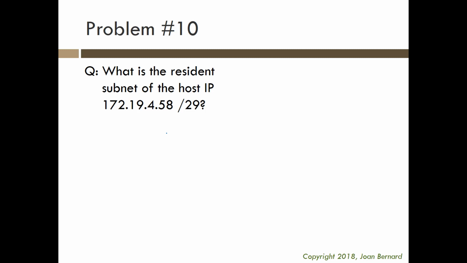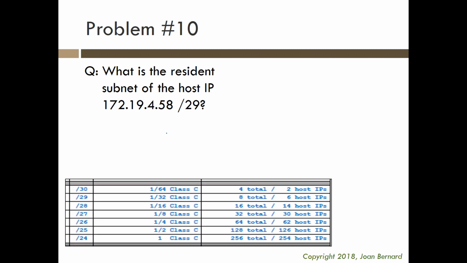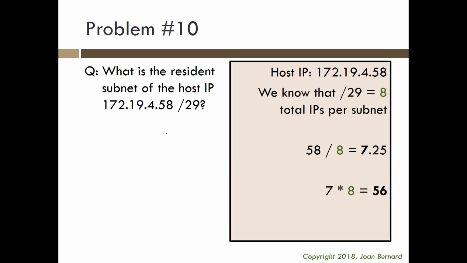Okay, the next to the last problem that we're going to do, and then we're going to do some on our own. So what is the resident subnet of the host IP 172.19.4.58/29? Okay, so /29, they're getting smaller and smaller. A /29 would be like taking that one pie and making 32 little pieces out of it, and 8 IP addresses per subnet. So we're just going to go right to that method 3, where we start with the IP address. We know that a /29 has 8 total IP addresses per subnet. We can get that right off the cheat sheet.